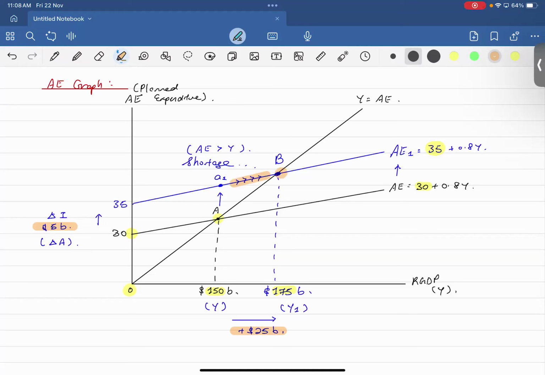So that's the new graph that you learned today. Remember, whenever there's an increase in injection, it will result in an upward shift of the AE curve. You expand using the multiplier effect.